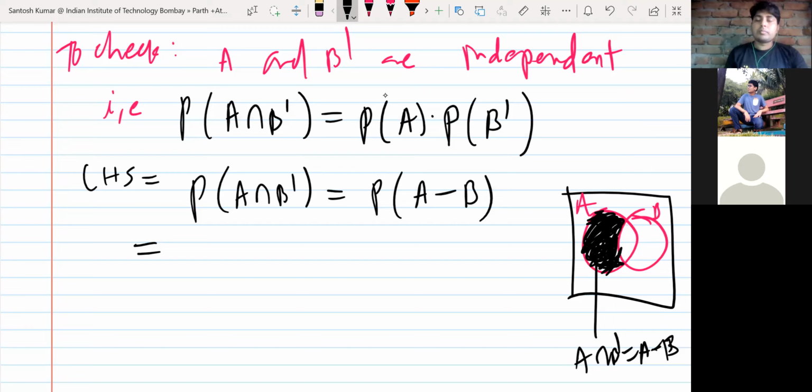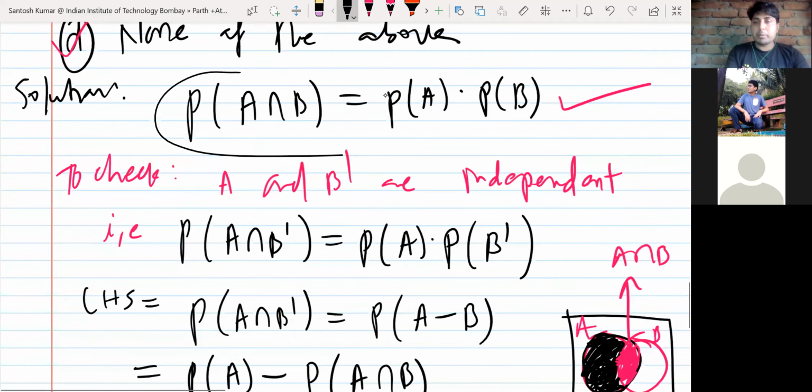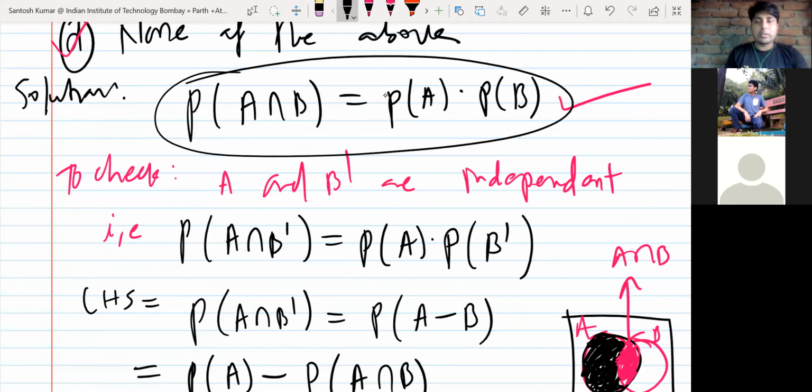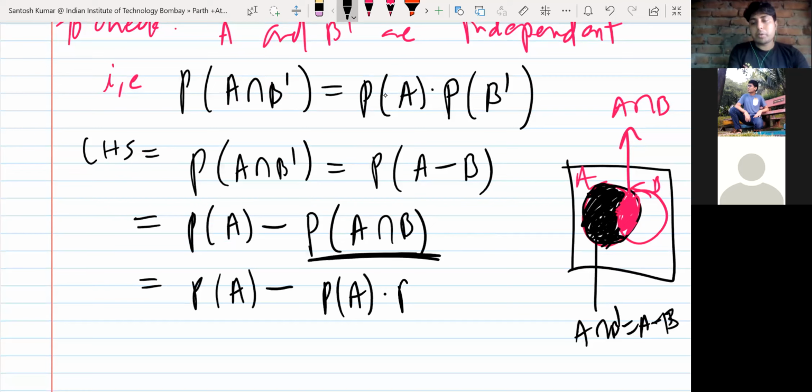Probability of A minus probability of A intersection B. Fine, correct. You can simply see probability of A, and you subtract the common portion. This portion is A intersection B. Now what was given to you? Given that A and B are independent, right? So A intersection B was equal to PA into PB. So here I can write PA minus PA into PB because it was given to us.